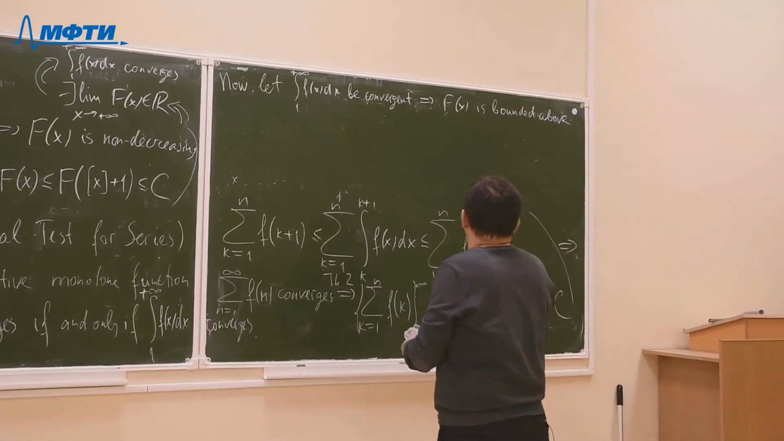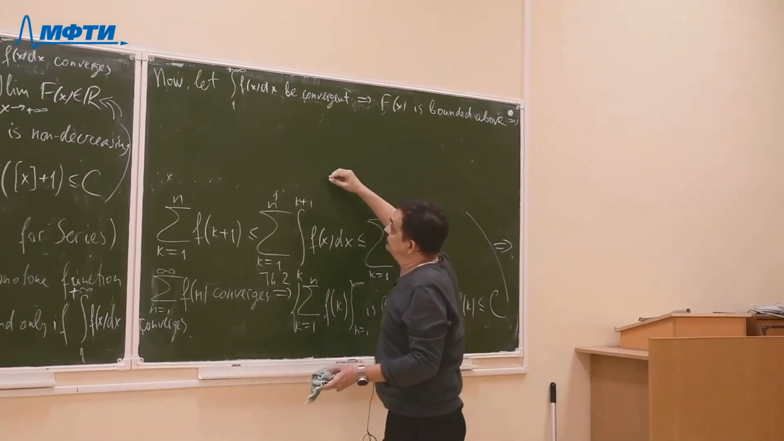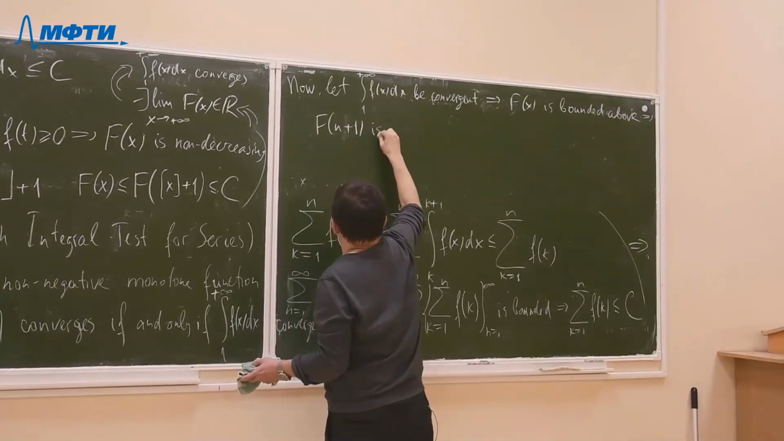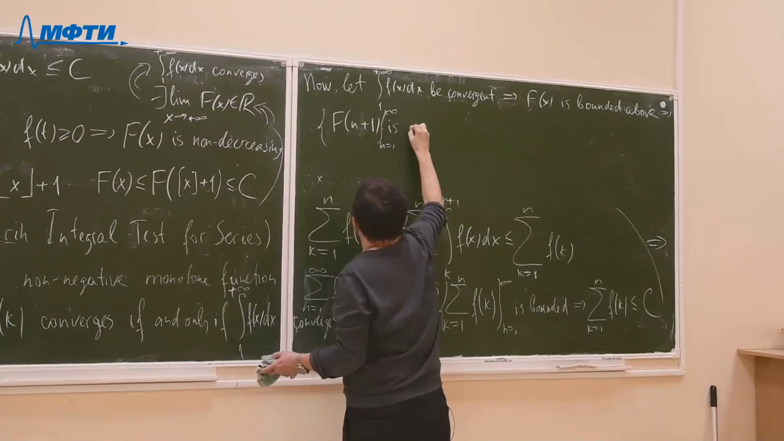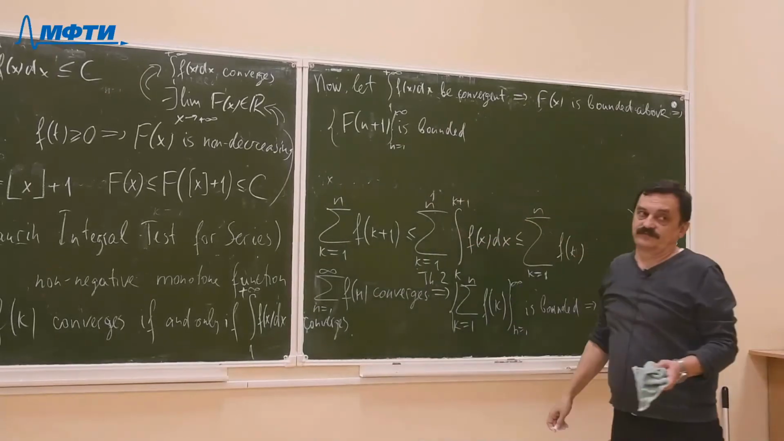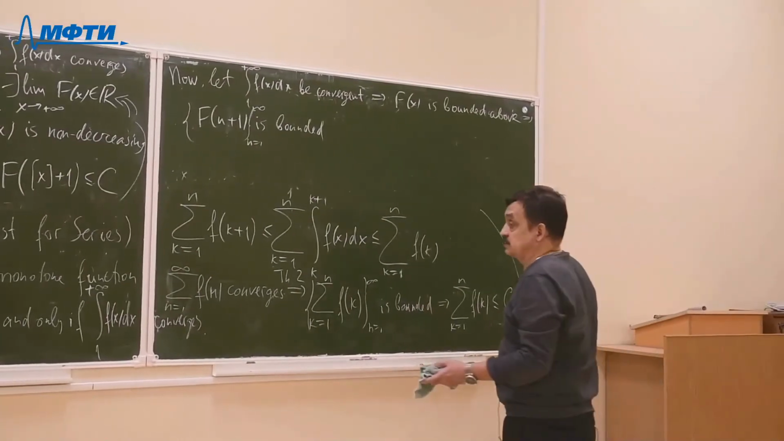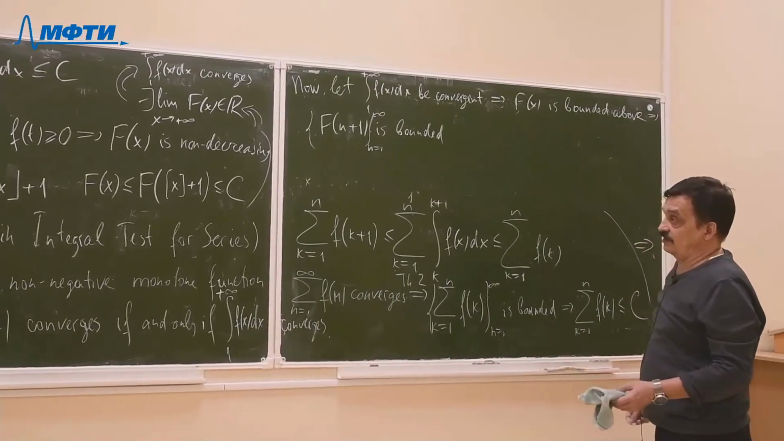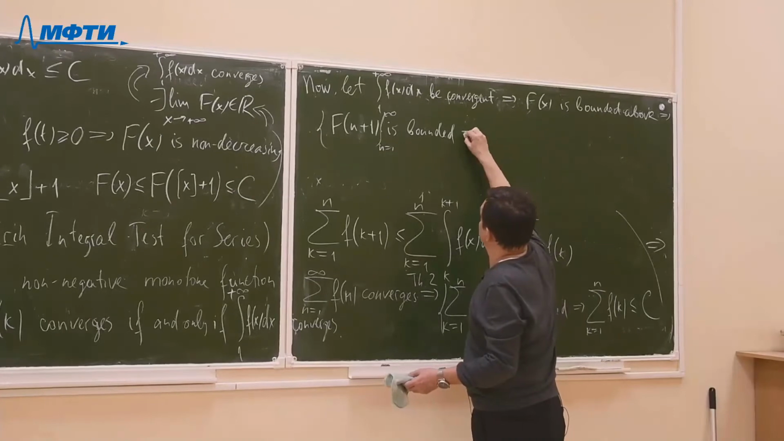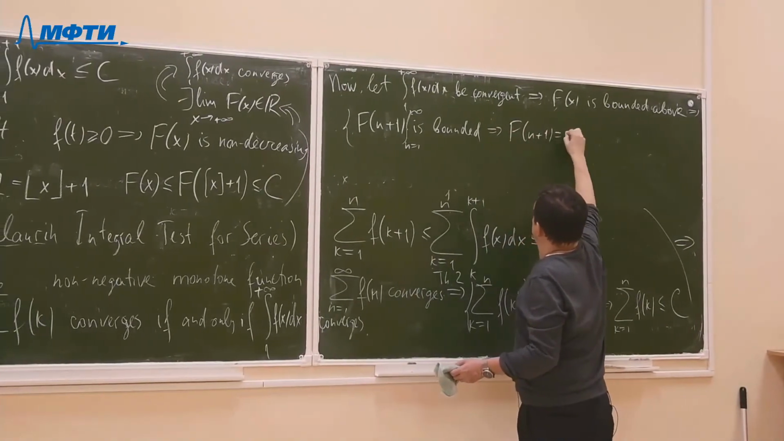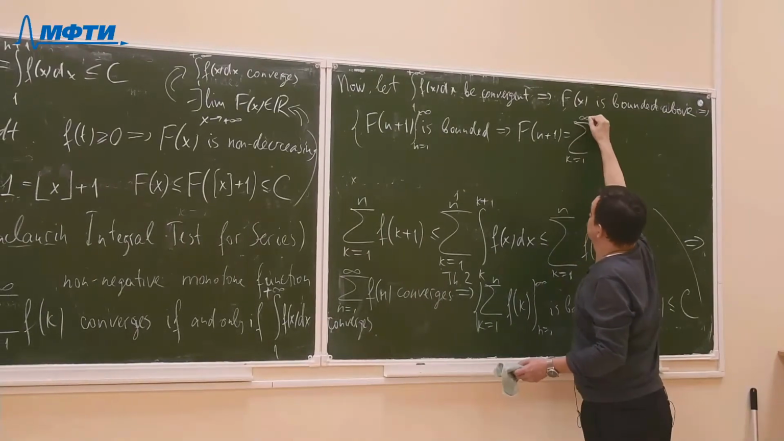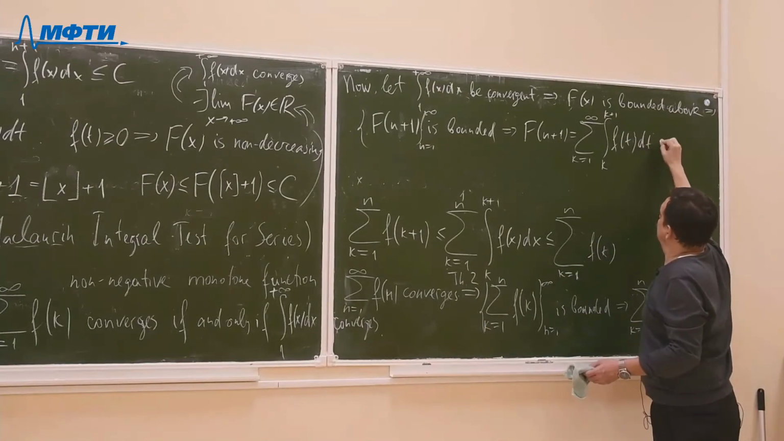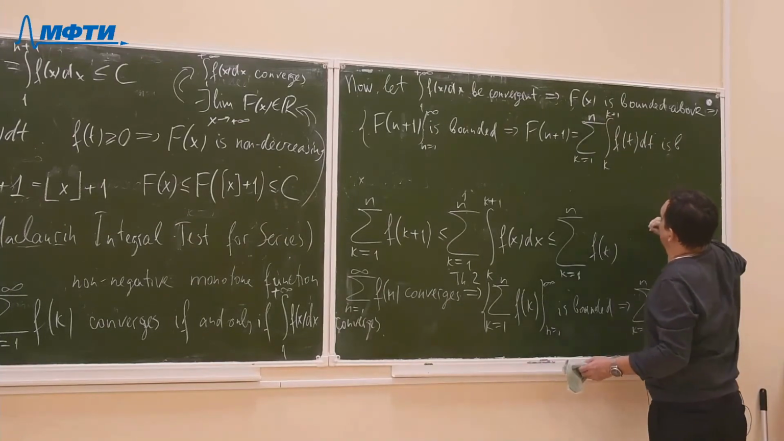Okay, hence we can put in particular f of n plus 1, and this sequence is bounded. So if the function is bounded, then the sequence of values at arbitrary points is bounded. And what are they? F of n plus 1 is nothing else but that one. The sum over k from 1 up to n is bounded.